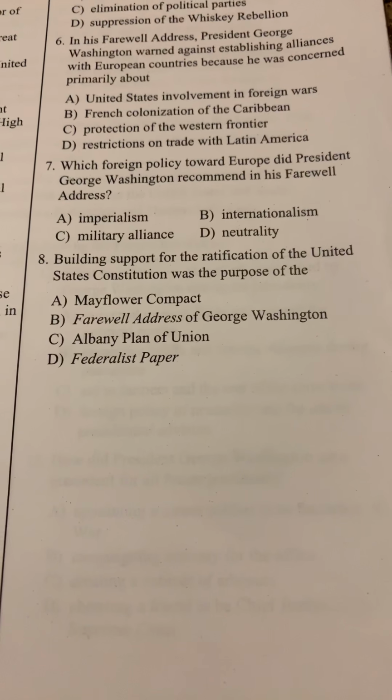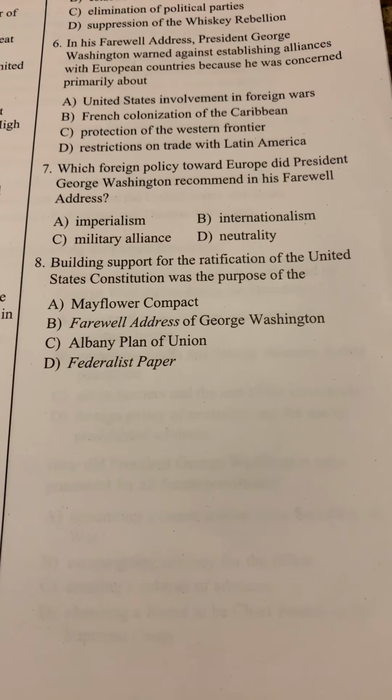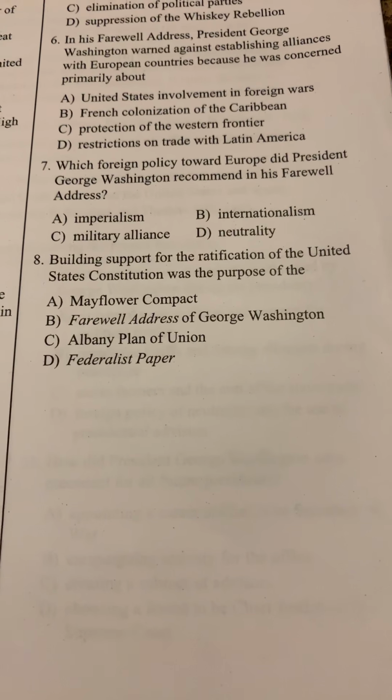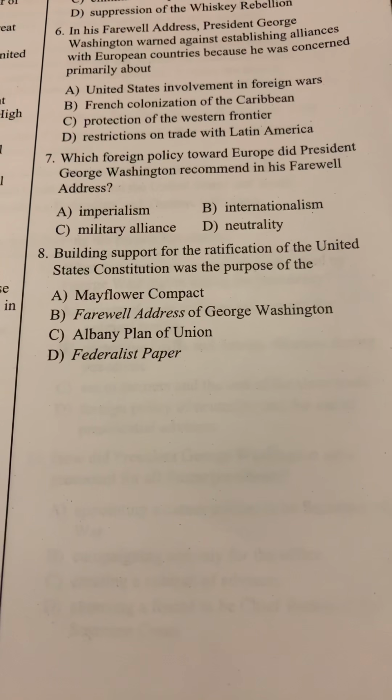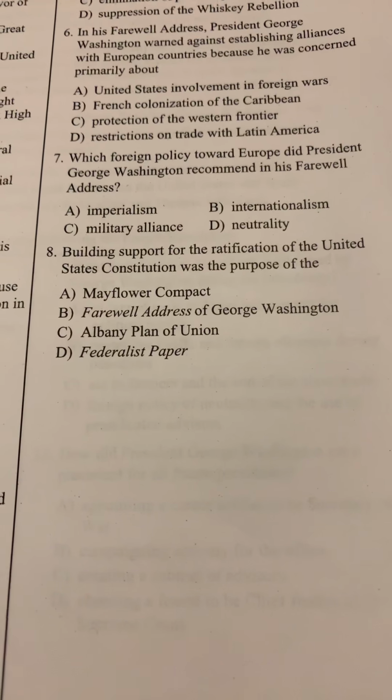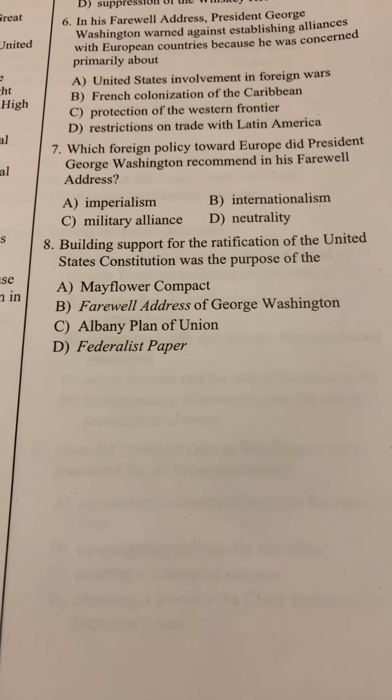Number 8. Building support for the ratification of the United States Constitution was the purpose of the A. Mayflower Compact, B. Farewell Address of George Washington, C. Albany Plan of Union, or D. Federalist Paper.